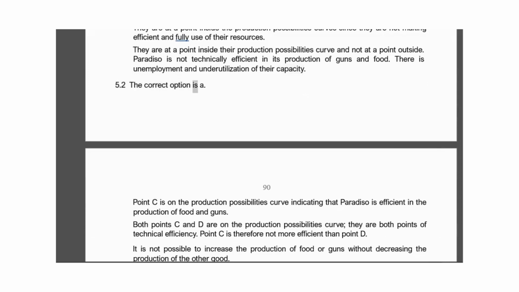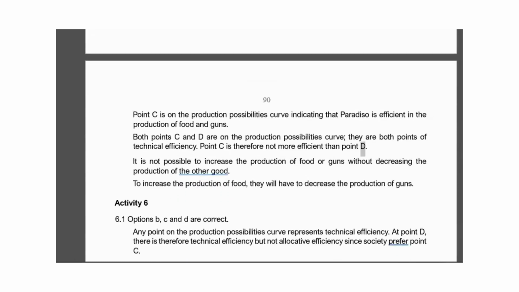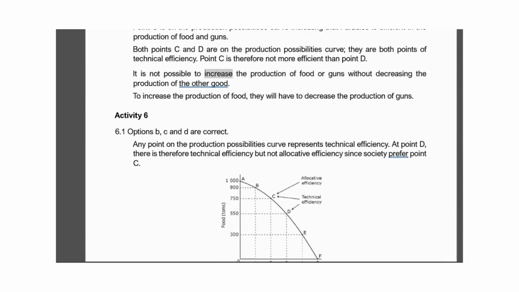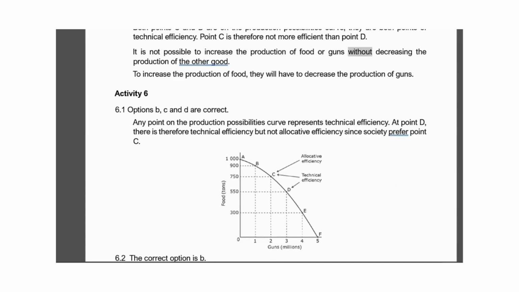5.2 The correct option is A. Point C is on the production possibilities curve, indicating that Paradiso is efficient in the production of food and guns. Both points C and D are on the production possibilities curve, so they are both points of technical efficiency. Point C is therefore not more efficient than point D. It is not possible to increase the production of food or guns without decreasing the production of the other good. To increase the production of food, they will have to decrease the production of guns.